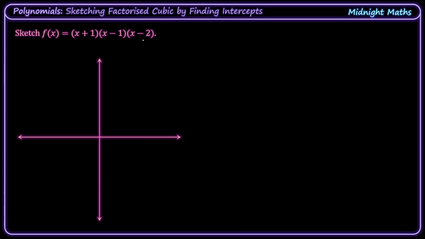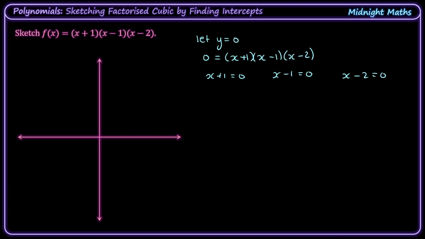So it says sketch this formula. The way we will find the x-intercepts is we'll say let y equal 0. So 0 is equal to x plus 1, x minus 1, x minus 2. We're really lucky because this example is already fully factorized. So we can just go ahead with the null factor law and say x plus 1 equals 0, x minus 1 equals 0, or x minus 2 equals 0. Rearranging each of these, we get x equals minus 1, x equals 1, or x equals 2.